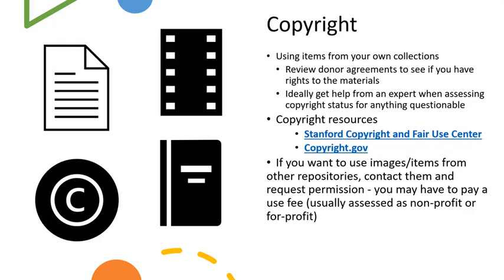Okay, so once you've found some items that you want to use, you'll need to check and make sure that you have the rights to publish copies of these items on your website. When using items in your collection, this is fairly straightforward. You'd need to go check the donor agreements and ensure that the rights to the collection were transferred to your repository. If you are unsure of the copyright status of an item, ideally you would get help from a copyright expert. There may be a legal department in your agency or organization, but there are also resources on Stanford's copyright page, and you can also check copyright.gov. These are linked in the slide.